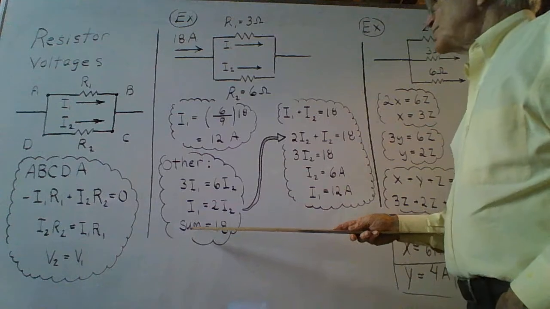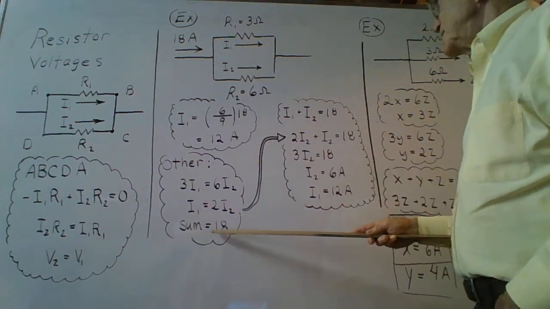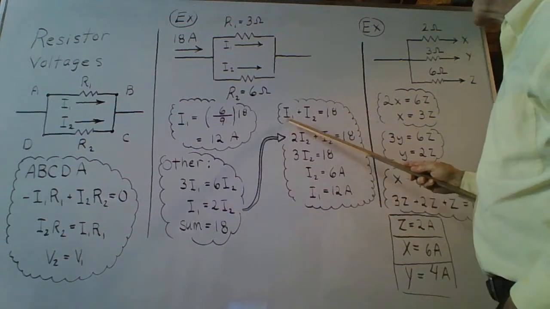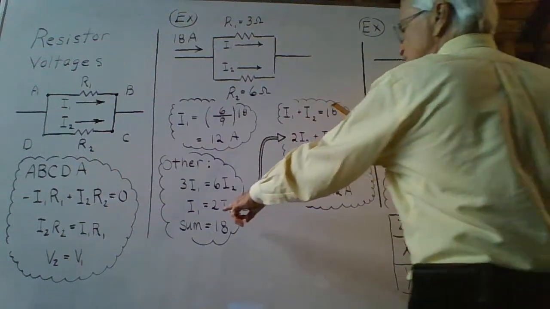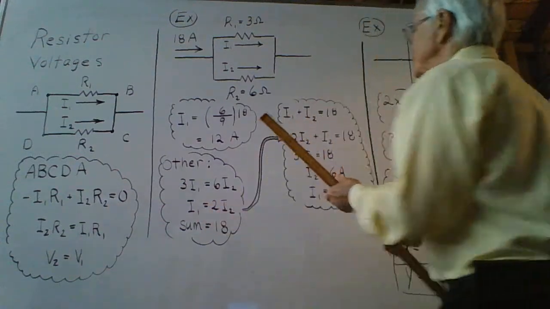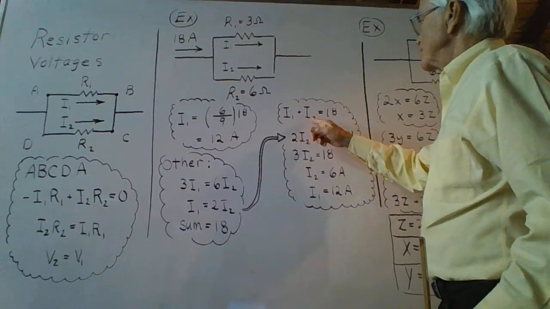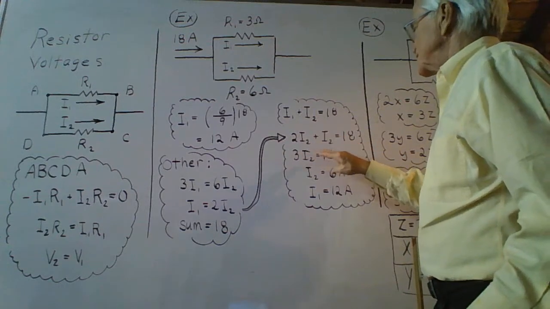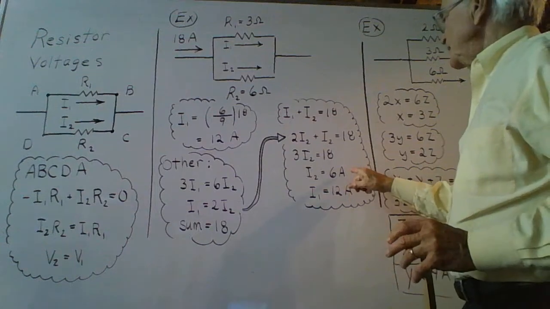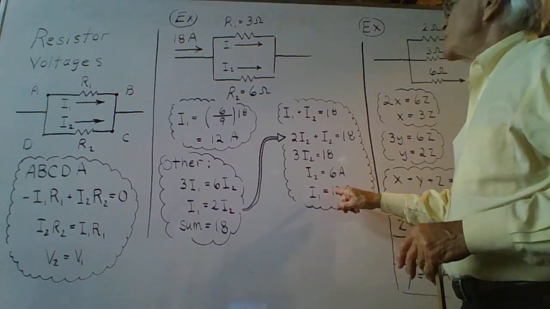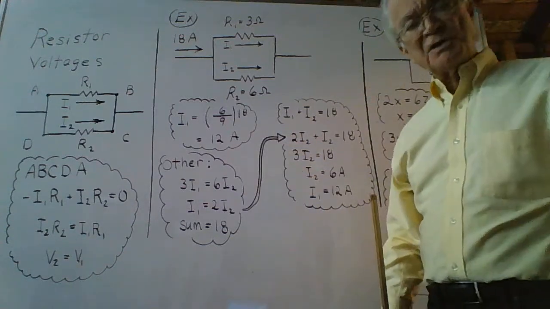But we know also that the sum of the two currents, I1 and I2, is 18. We found just half a minute ago that I1 is twice I2. So replace that I1 with twice I2, join it with 1 times I2 to get 3 I2 equals 18. Final result, I2 is 6 amps, and I1 is 12 amperes, which is what we found using the other method. Use which method you like.